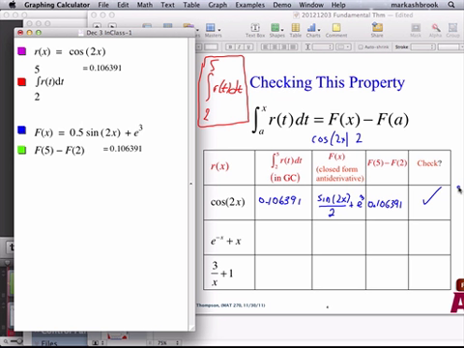Every time you take an antiderivative, what are you going to do? Check it. By taking the derivative of it, and see if you got what you started with.